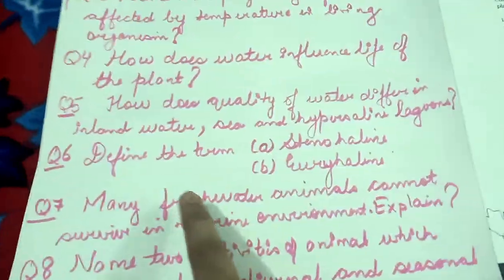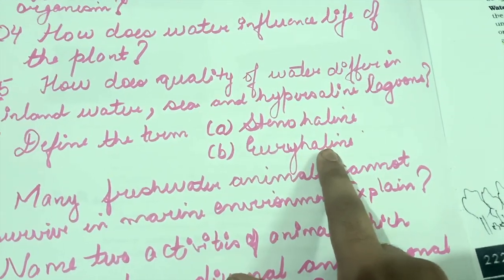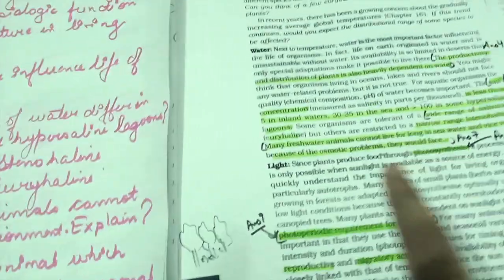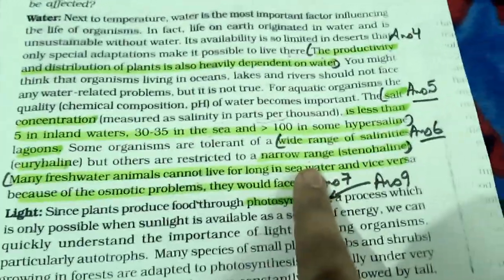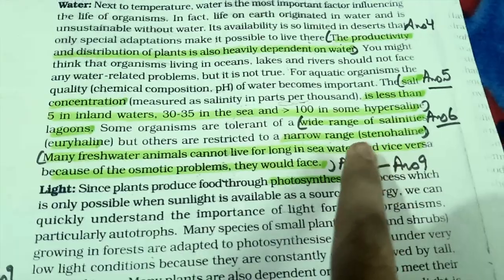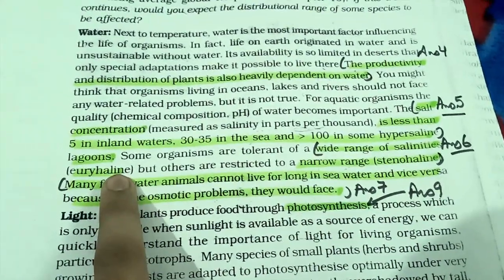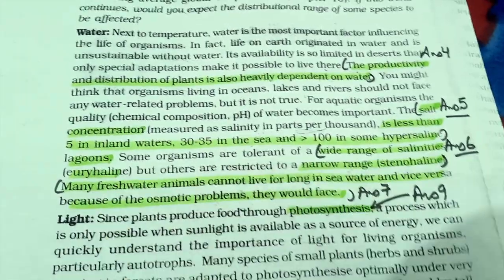Next question that comes is, define stenohaline and euryhaline. So the answer of this question, that is question number 6, is given right here. That is, stenohaline are those organisms that can tolerate narrow range of salinity, whereas euryhaline are the organisms that can tolerate wide range of salinity.